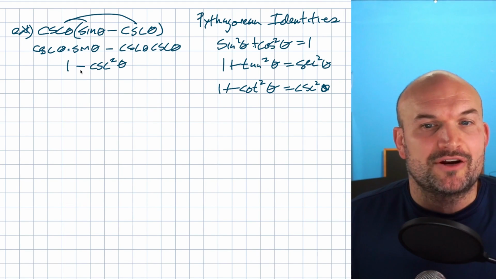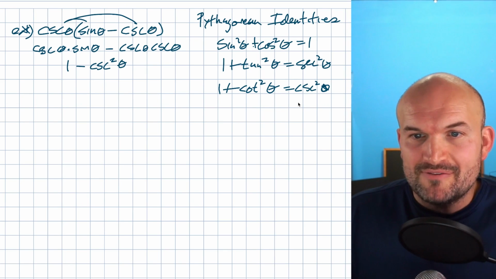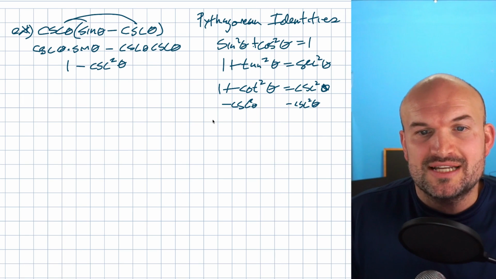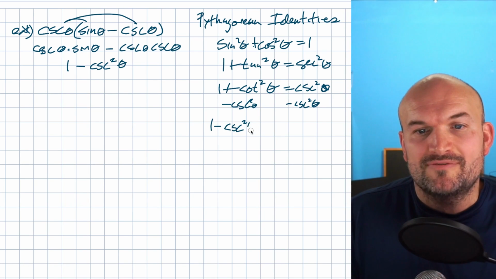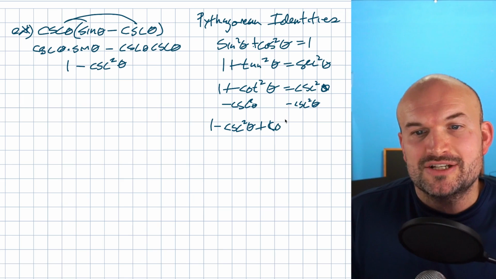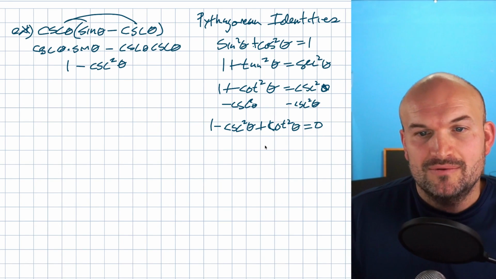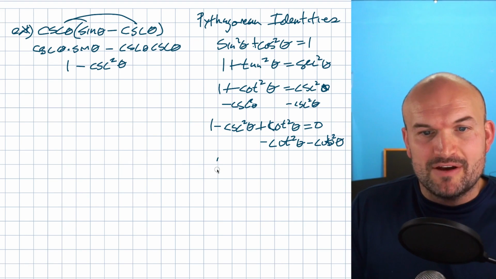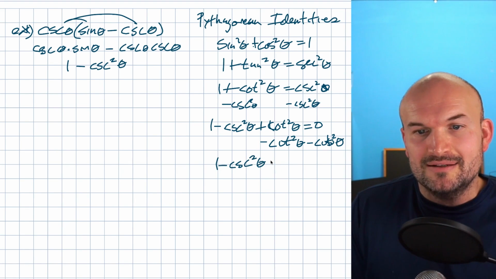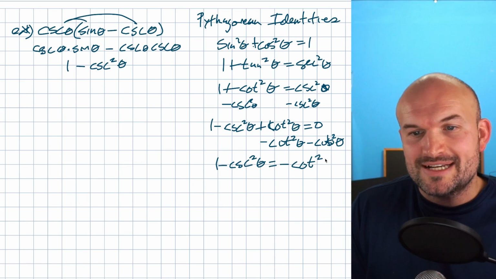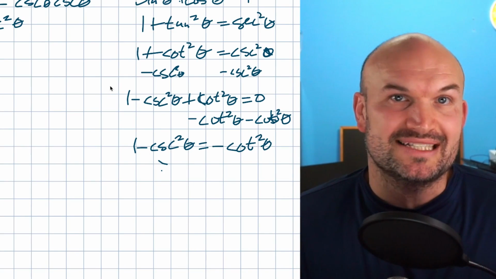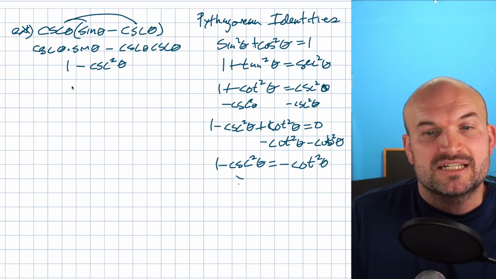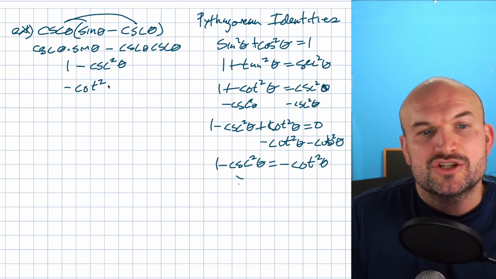This might not look like a Pythagorean identity to you as it's currently written. However, if I subtract a cosecant squared of theta on both sides, I get 1 minus a cosecant squared of theta plus a cotangent squared of theta equals 0. And then if I subtract a cotangent squared of theta on both sides, you can see now I'm going to have 1 minus a cosecant squared of theta is equal to a negative cotangent squared of theta. Just remember with these Pythagorean identities, you can manipulate them to get exactly what you want. So we can actually simplify this expression to a negative cotangent squared of theta.